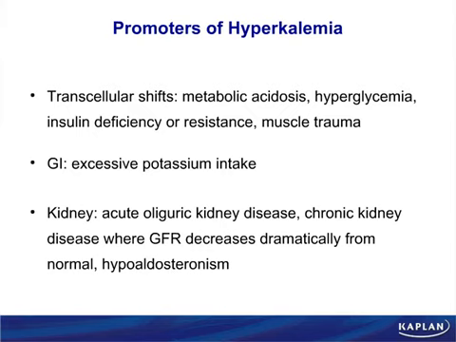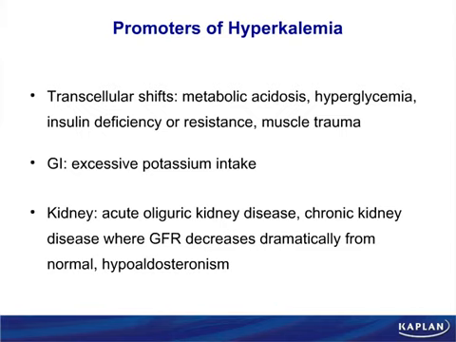I want to give you one caveat to this metabolic acidosis, and I'll come back to this later. Remember, the proximal and distal renal tubular acidoses, the proximal and distal RTAs, will actually give you hypokalemia, not hyperkalemia, and that's because of renal losses. Excessive potassium intake is very rare if you have normal kidneys. Now, kidneys. Renal failure, whether it's acute or chronic. Whenever there's a decrease in GFR, you can get hyperkalemia.